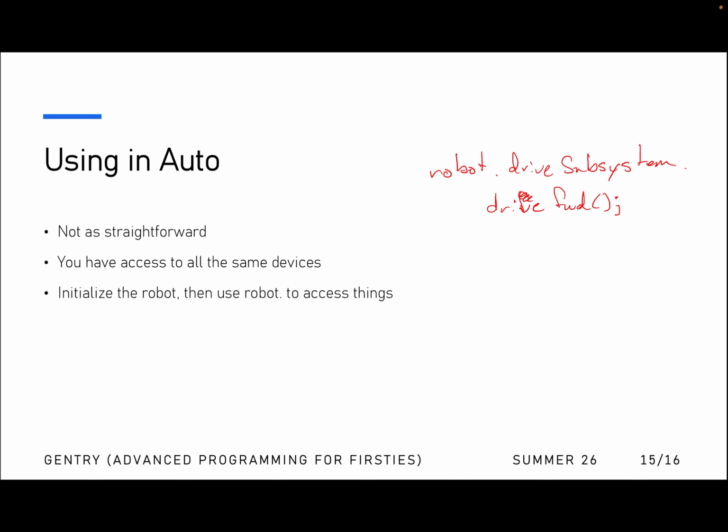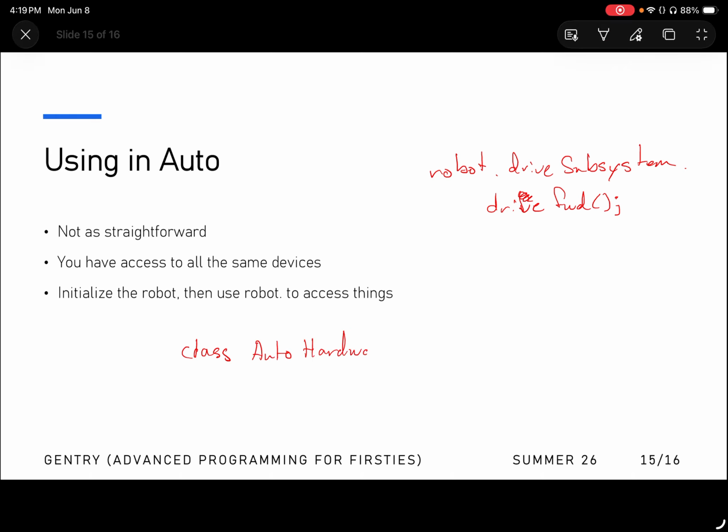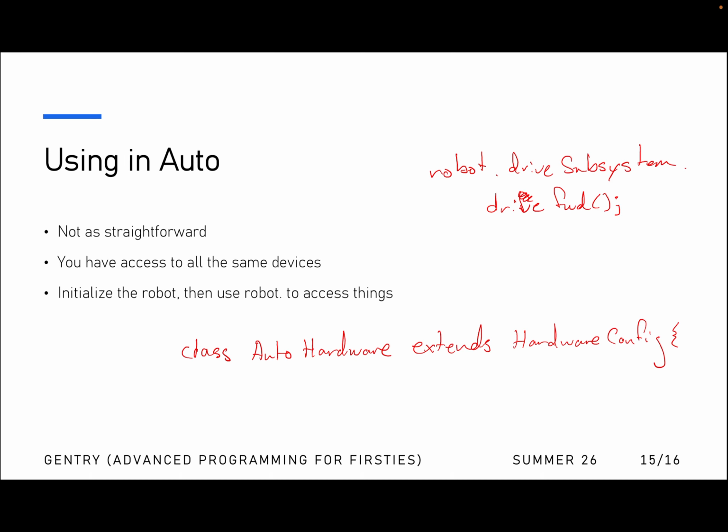Typically, it's easier to also have an auto hardware which will extend hardware config. So like class auto extends hardware config. And this will help because it will allow you to use everything that's already defined in hardware config. So you can initialize everything, you can access all the variables, all that good stuff.